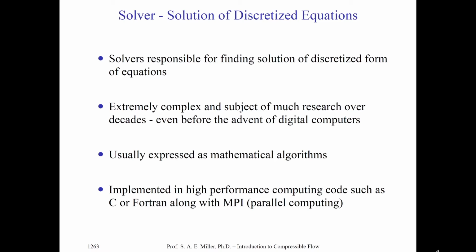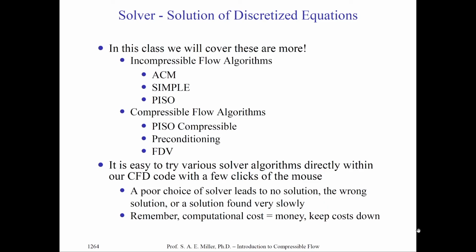Almost all CFD calculations today use either C or Fortran to program the code and the message passing interface for parallel computing with hundreds, if not tens of thousands of cores operating simultaneously. Now, the different solvers and algorithms have many famous names, which are too numerous to get into in this class.